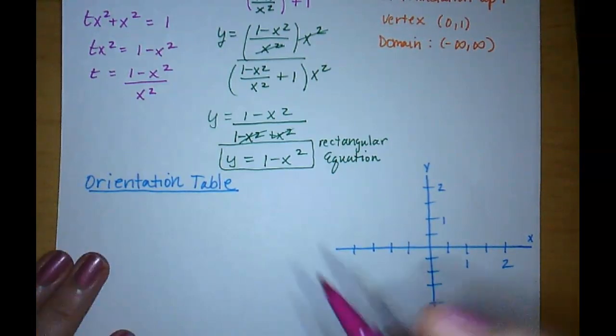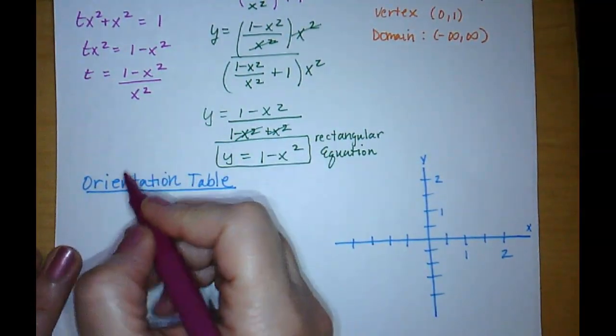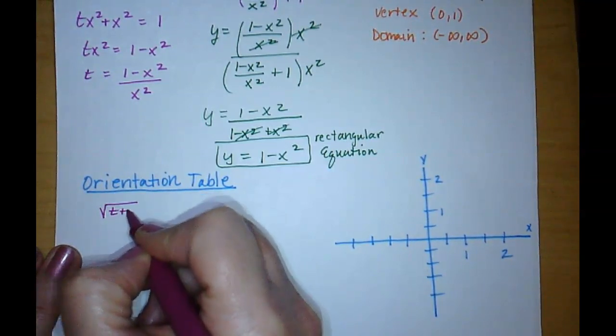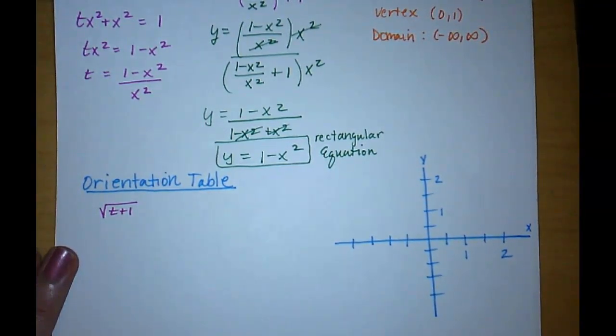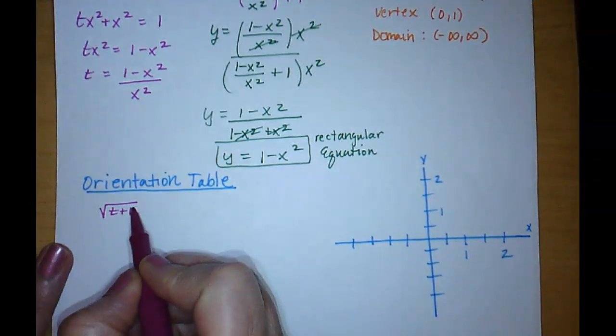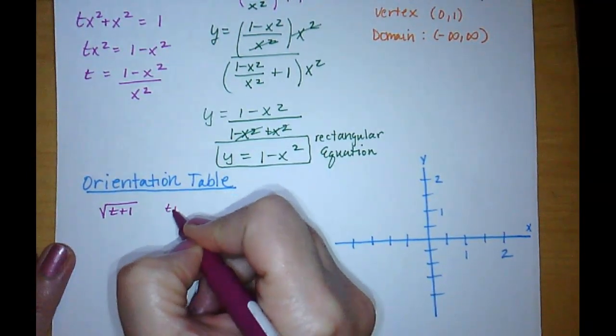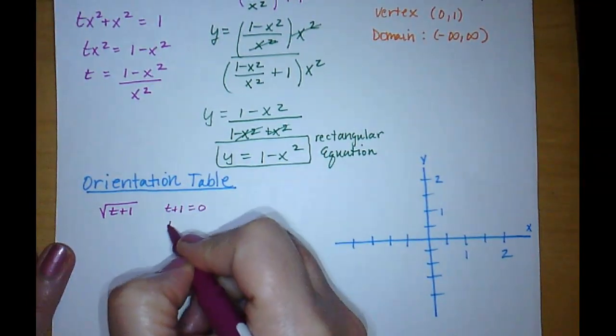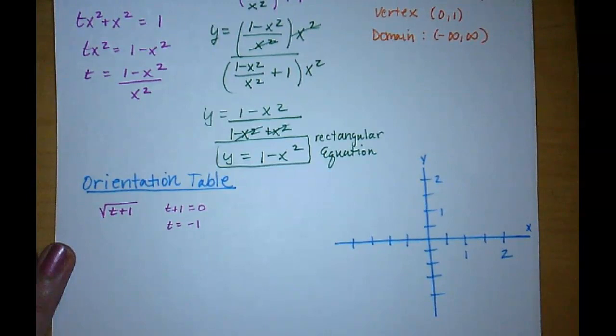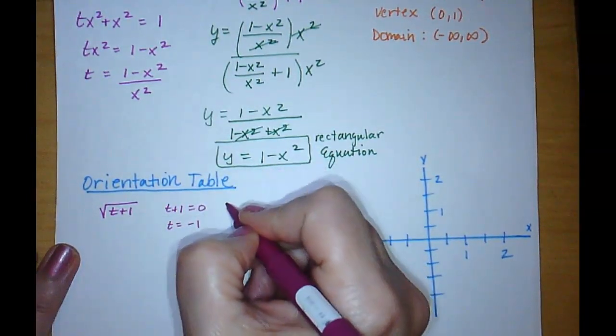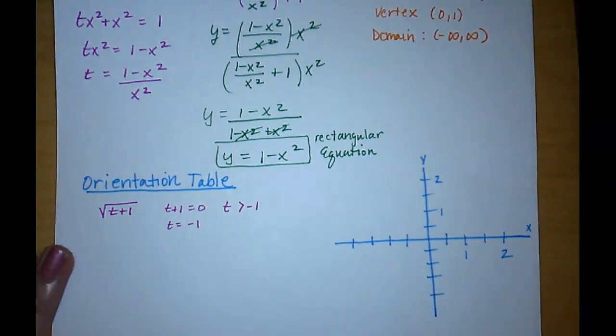The first thing I'm going to notice in that x equation is I have something about t plus 1 under the square root. So I know that for general purposes I can't take the square root of a negative number. I need to know where all of this in here is going to turn to 0, because the smallest value I can take the square root of is 0. So t plus 1 equals 0, so t equals negative 1. So what that means is t has to be greater than negative 1.